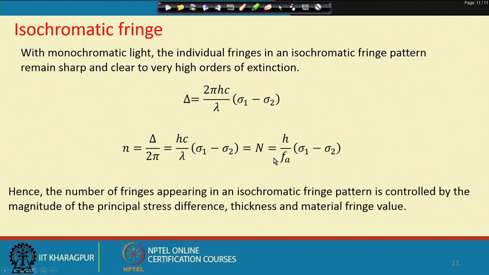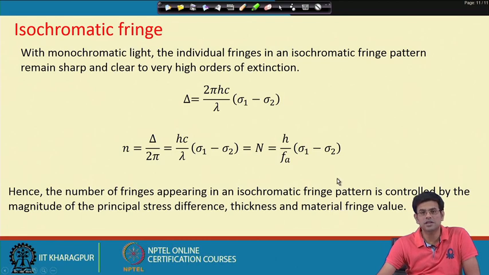So, the number of fringes appearing in an isochromatic fringe pattern is controlled by the magnitude of the principal stress difference, the thickness, and the material fringe value. The material fringe value is essentially the photoelastic coefficient, the property of the photoelastic material. Thickness is the thickness of the material you are considering. So the number of fringes that appear depends on the magnitude of the principal stress difference.